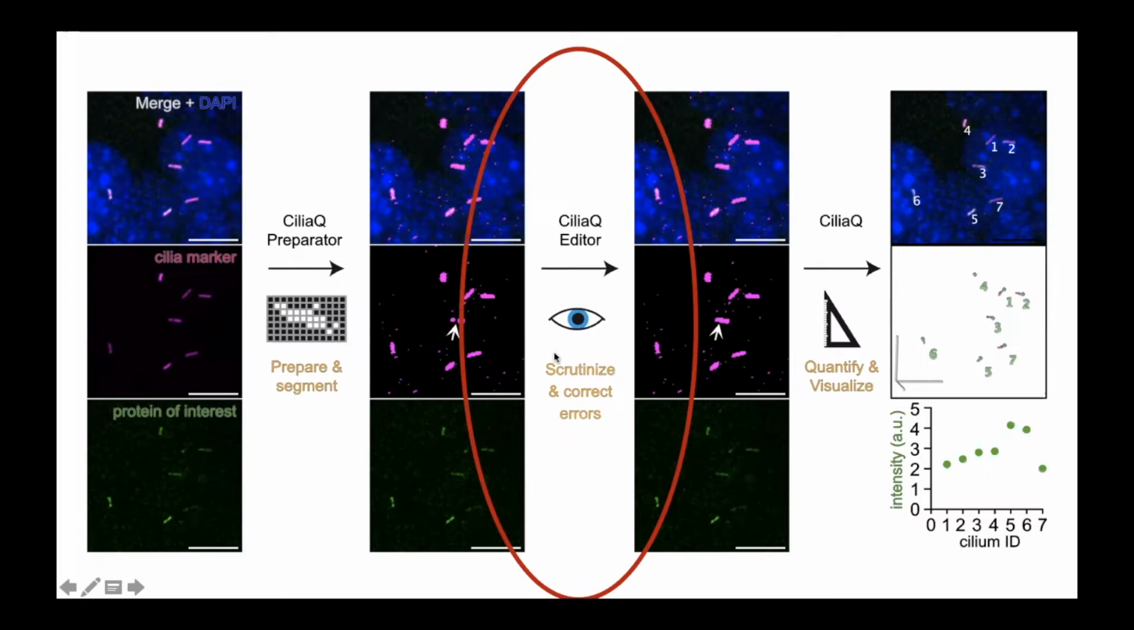So basically, after segmenting your image with CiliaQ Preparator, it might be necessary to correct small mistakes, such as cilia that were detected as two or multiple fragments instead of a connected single cilium, or you want to remove a falsely detected object. CiliaQ Editor allows you to make these corrections while documenting each editing step.